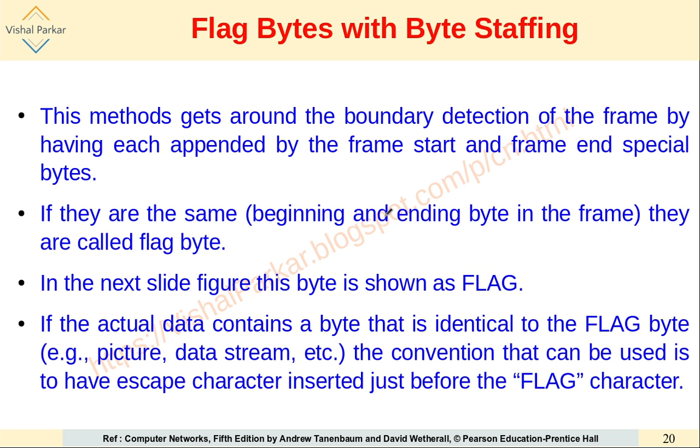So the next method is flag bytes with byte stuffing. That has to be stuffing, S-T-U. So this particular method tackles the problem that was just seen in the previous method, byte count. It does so by appending special bytes at the beginning and at the end of the frame to be sent. They are called flag bytes, and they are the same.